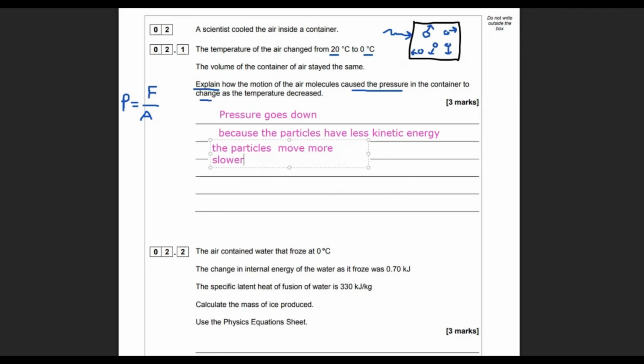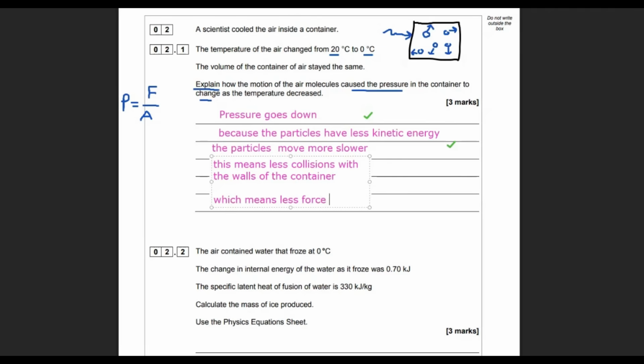So what I would say is this scores you 2 marks. There we go. Potentially. Let's put another 2 things down. Always, to get 3 marks, I want to put 4 things down. So this means less collisions with the walls of the container, because it's the collisions that create the force, right? So then I'm going to say, which means less force over the area.